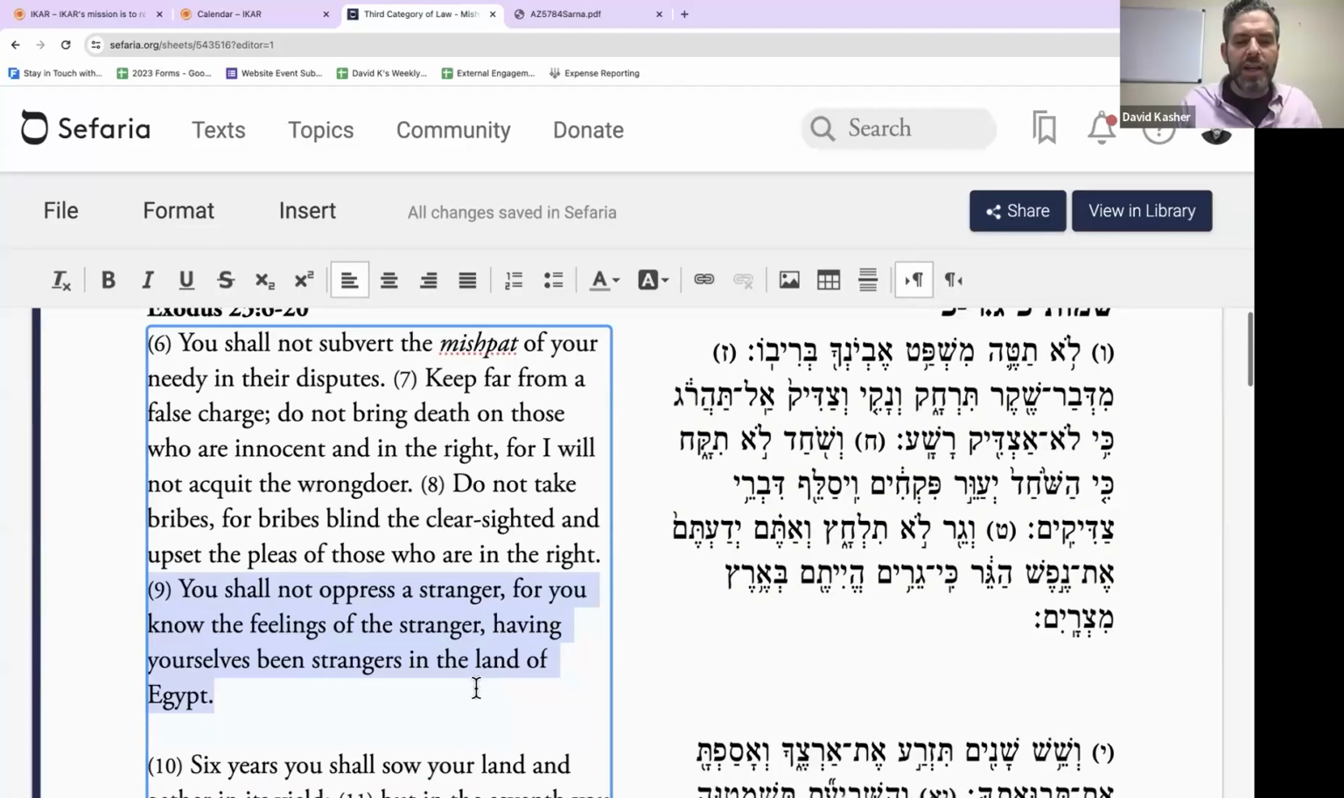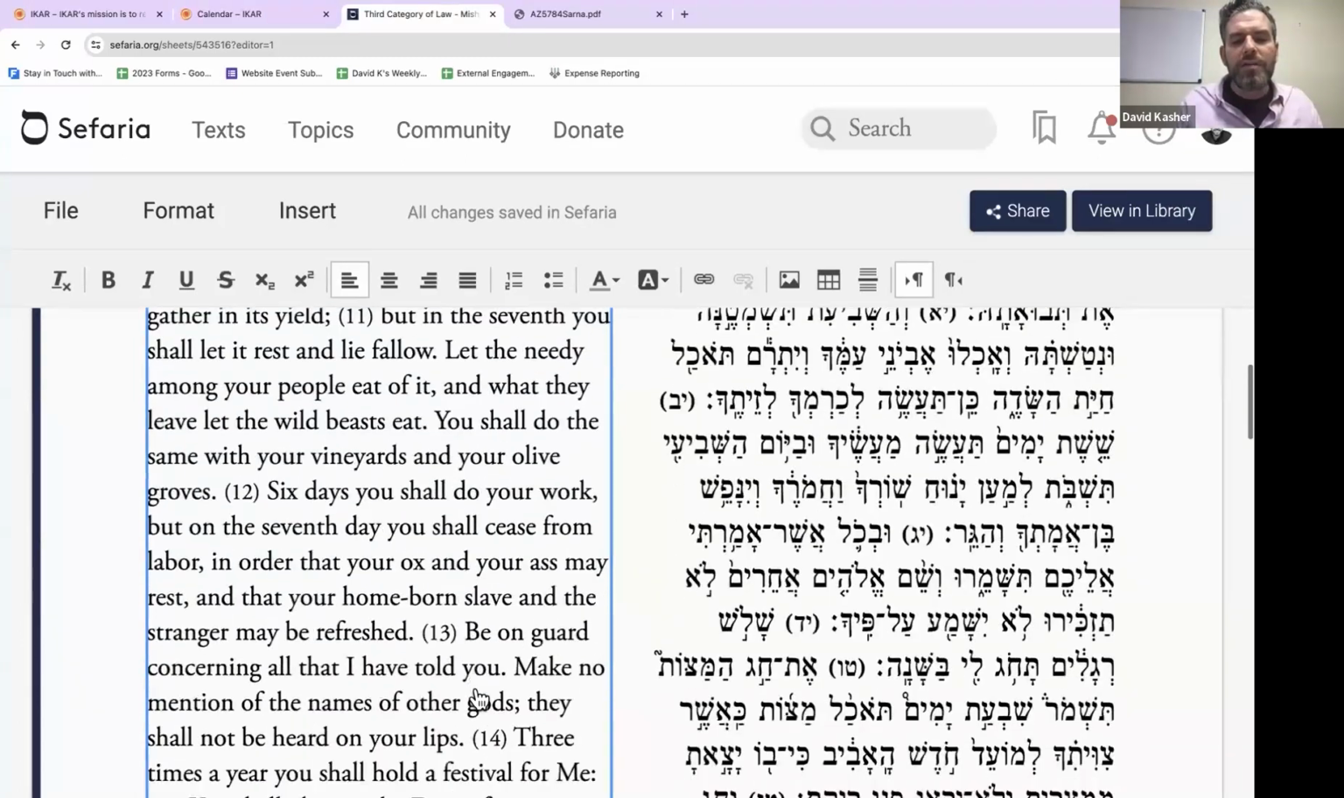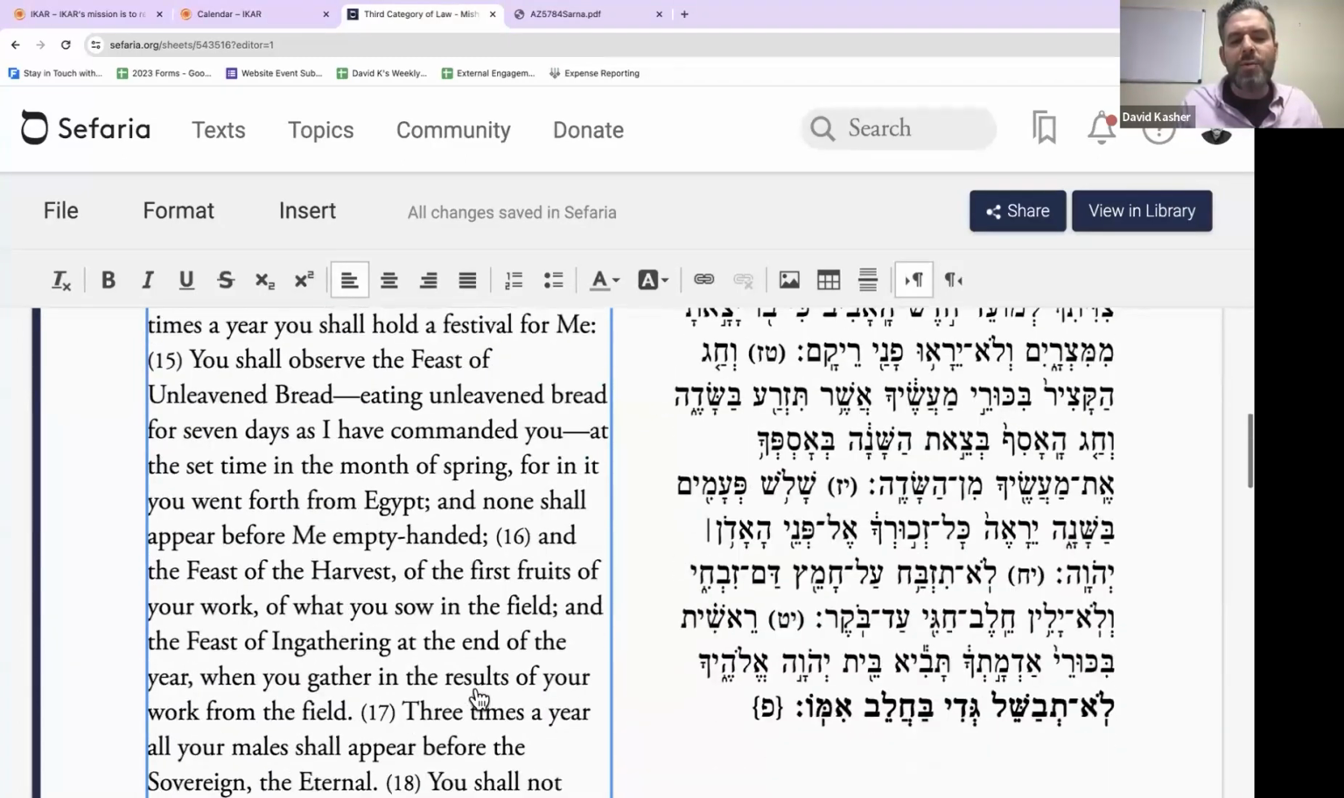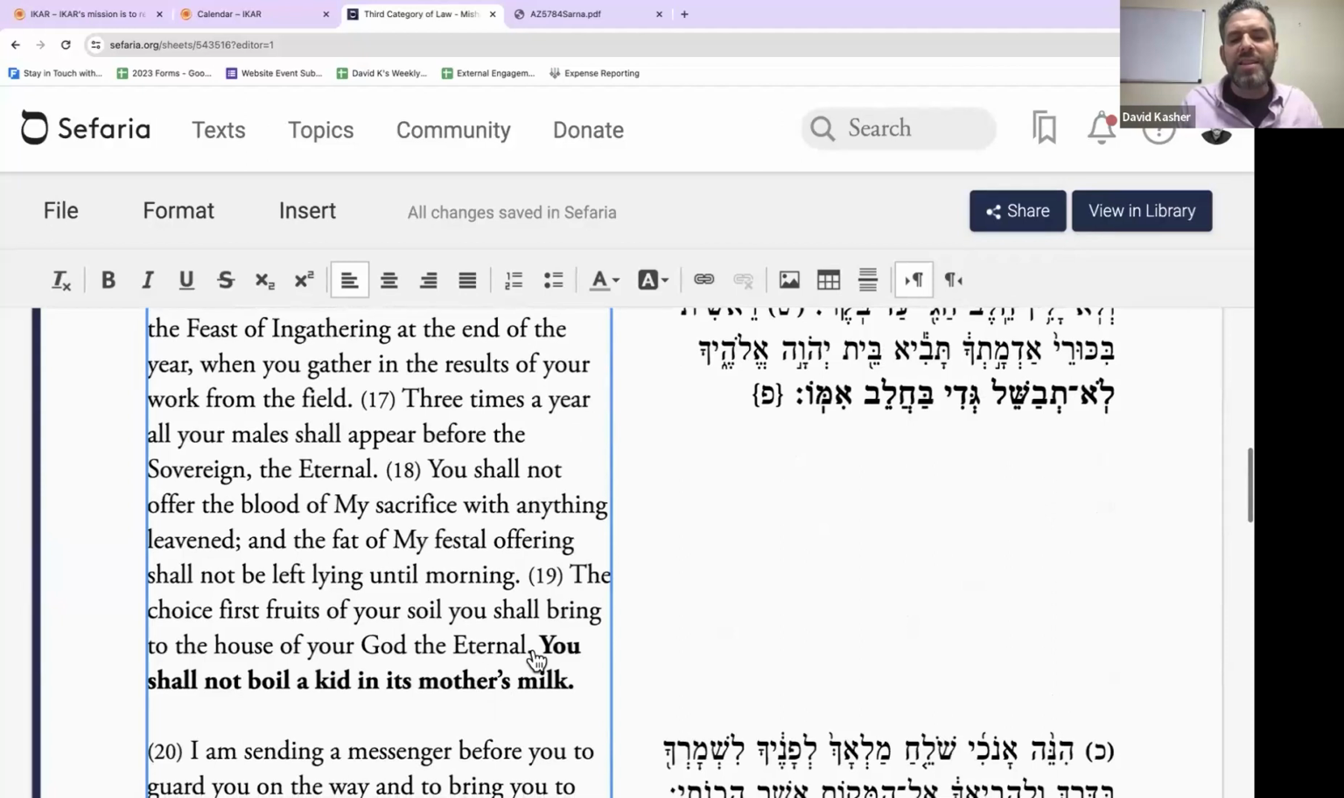The final law given, I'm going to scroll down and then come back, is way at the end. It's in the middle of a verse. The verse starts, the choice first fruits of your soil you shall bring to the house of your God, the Eternal. You shall not boil a kid in its mother's milk. Lo tevashel gedi bachalev imo. You shall not boil a kid in its mother's milk.